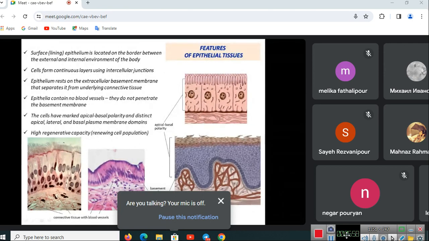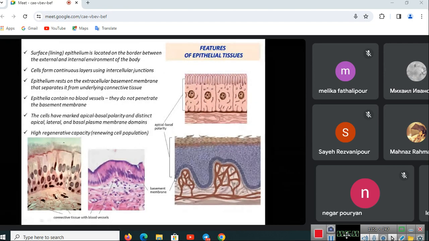The same, you can see fibers here. The basement membrane is located here, and below it you can see loose connective tissue with blood vessels. And these blood vessels give oxygen and nutrients to epithelium.